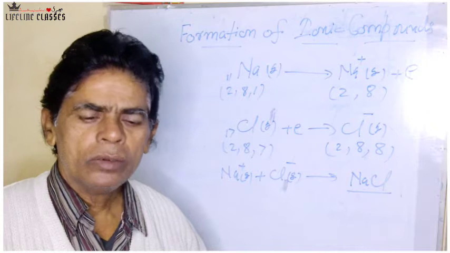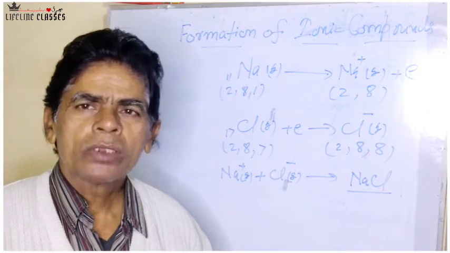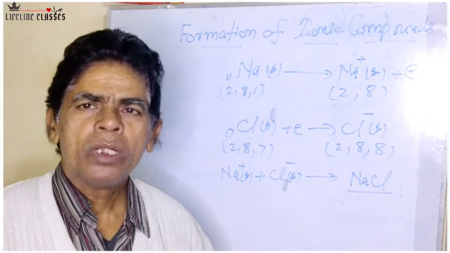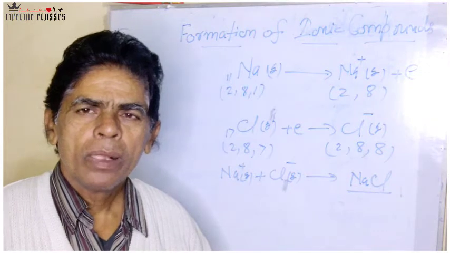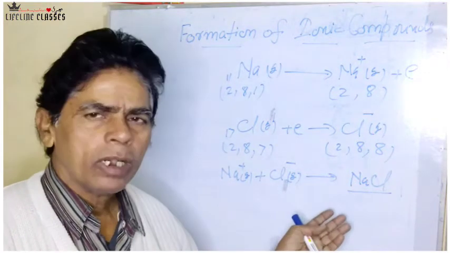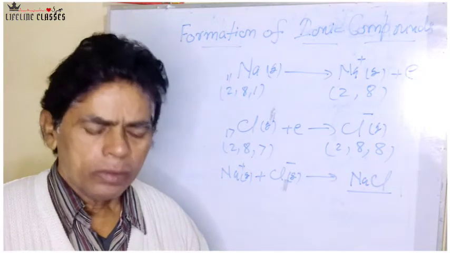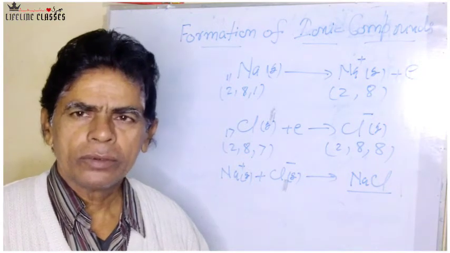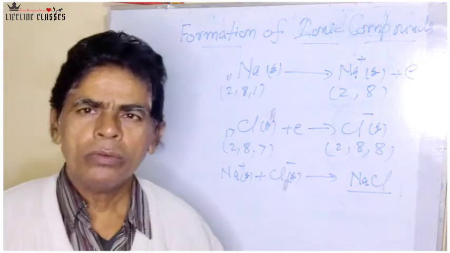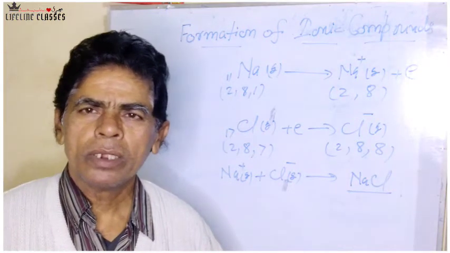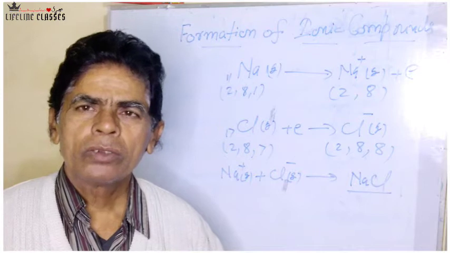They exist in association with oppositely charged ions, forming a three-dimensional structure called crystals. They form a crystal lattice. Ionic compounds exist in solid state, forming a crystal lattice.